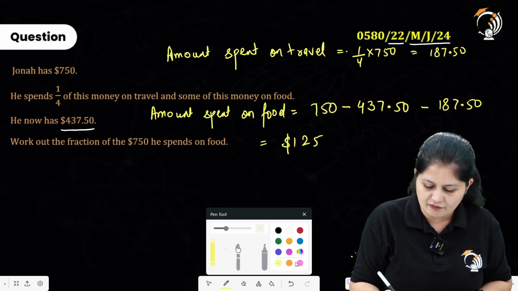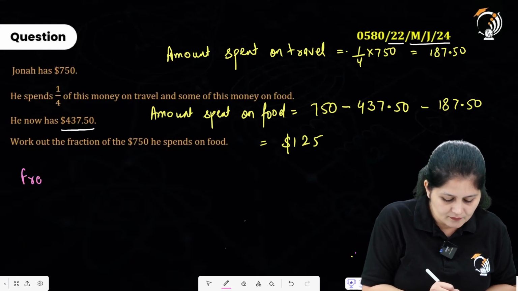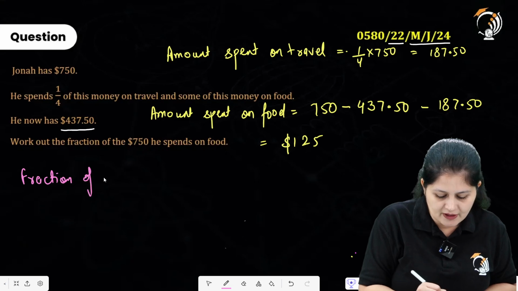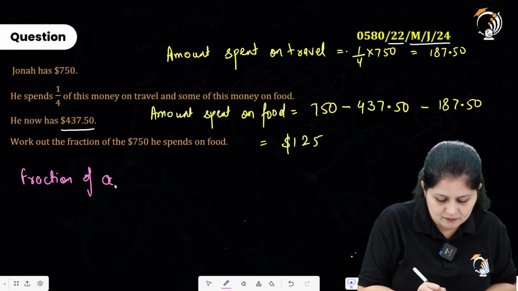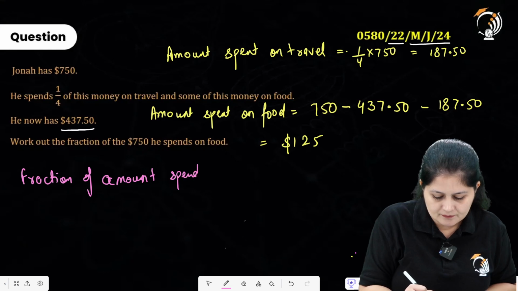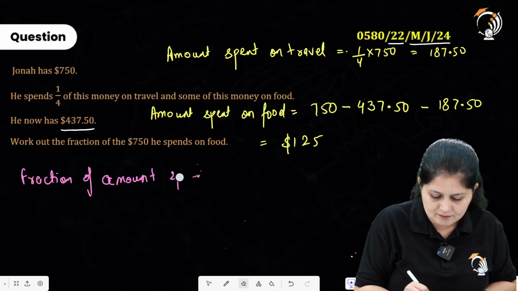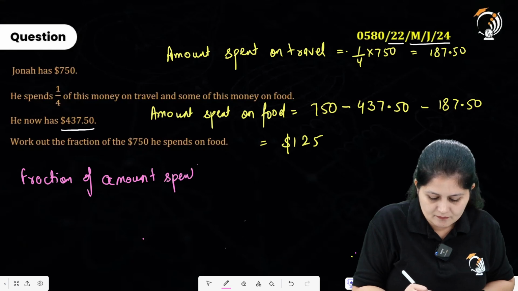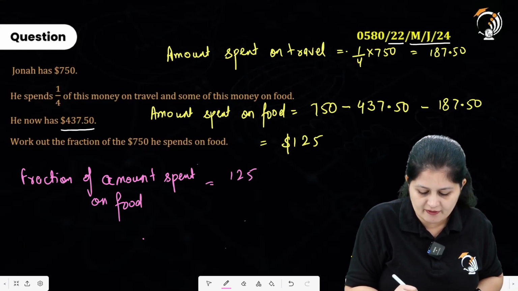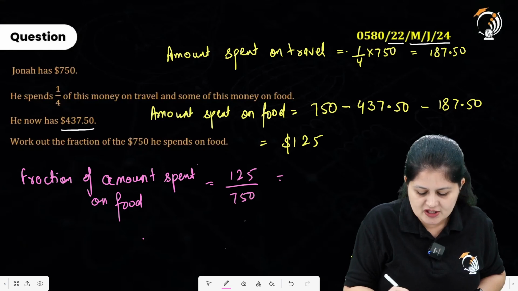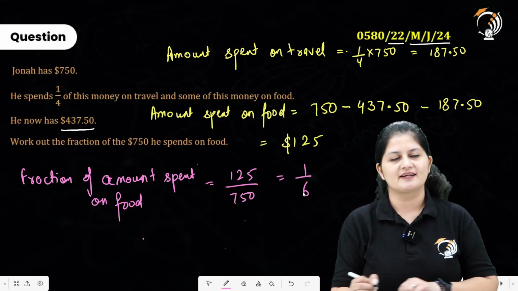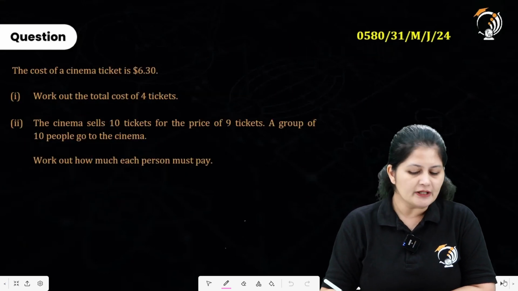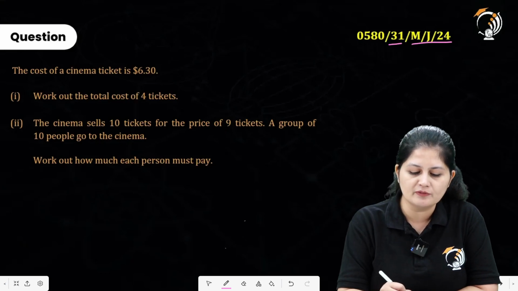So if we need to find out the fraction of this, fraction of amount will be equal to 125 over 750, which we are getting as 1/6. Clear?